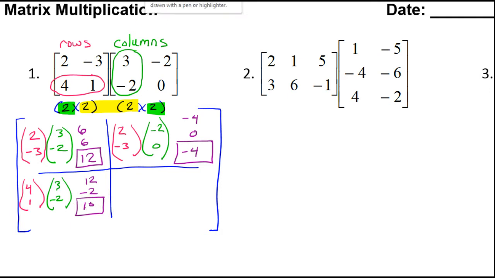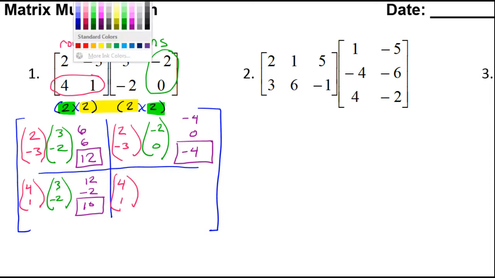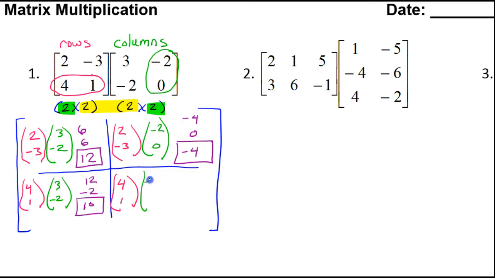One more time. This is the entry that is in the second row and the second column. So if I want to find it, I need to multiply the second row times the second column. So the second row is 4, 1. The second column is -2, 0. If I multiply these together, I'm going to get -8 and 0. I add them up, and that makes -8.